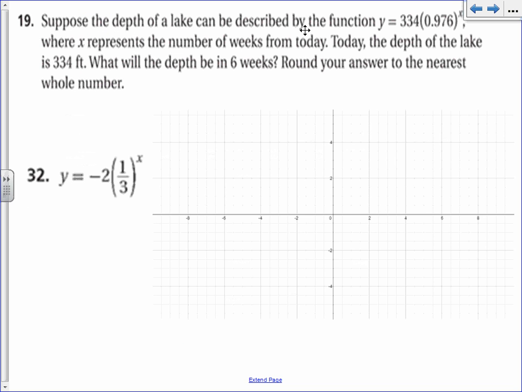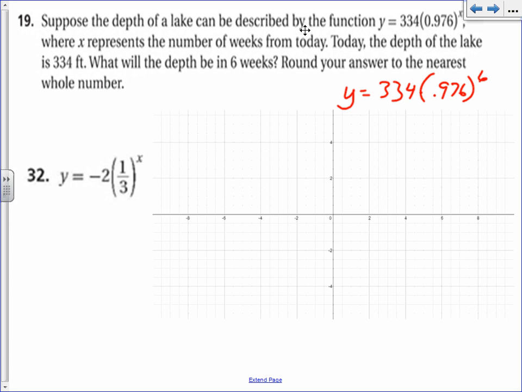Suppose the depth of a lake can be described by a function where x represents the number of weeks of the day. Today, the depth of the lake was 334. What will the depth be in 6 weeks? Round your answer to the nearest whole number. Okay, so y equals 334 times 0.976 to the 6th.